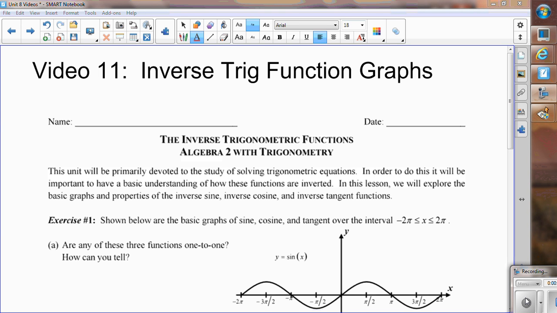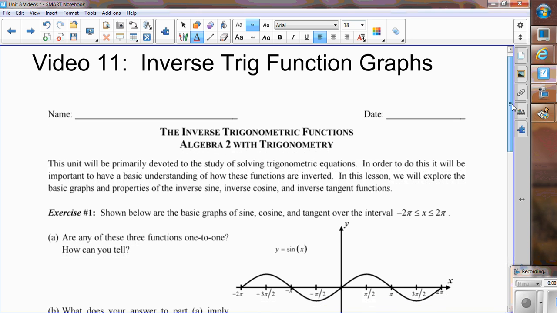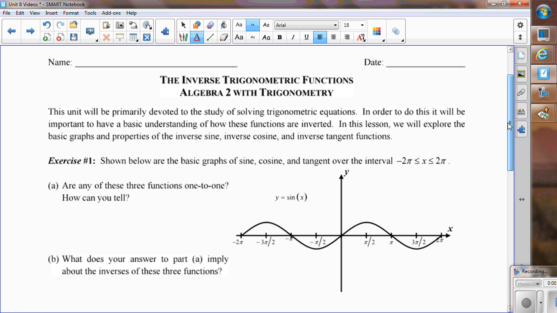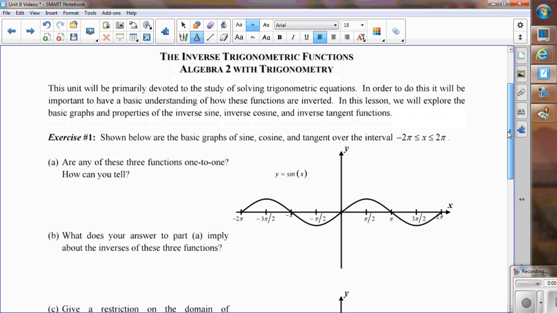This is video 11, inverse trig graph functions. It is the last video of unit 8. So far this unit, we've dealt with solving all kinds of equations, and now we're going to deal with the inverse trig function graphs.